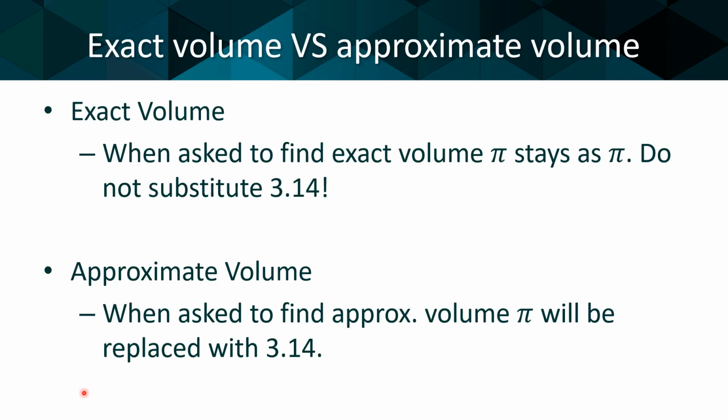And here we go. If you didn't know this, write this down in your notes because this is important stuff in all of our volume unit. The exact volume versus the approximate volume. Exact volume is when pi stays pi. We leave pi in our answer. We treat pi kind of like how you treat a variable in algebra. Do not substitute. The approximate volume is where we want to substitute. We're going to substitute pi for 3.14.